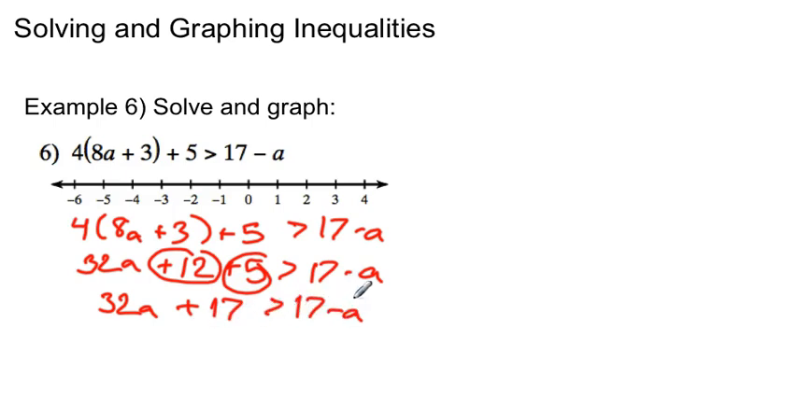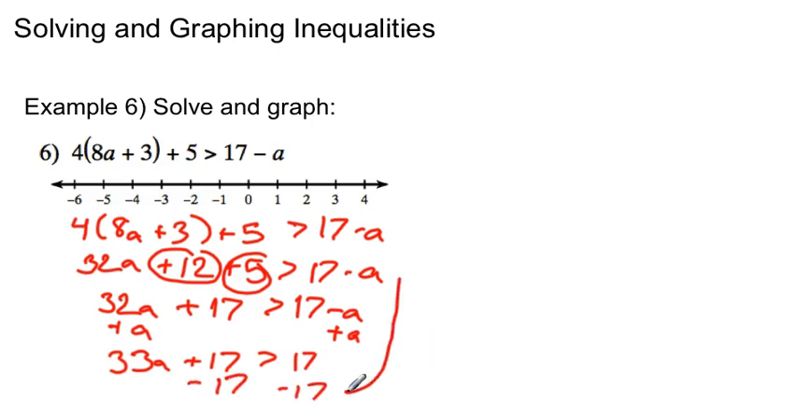Now I want to gather my variables. I'm going to get rid of this minus a by adding a to both sides. And so I find that 33a plus 17 must be greater than 17. Now to isolate my variable, I subtract 17 from both sides. I'm going to bring this up here so I have a little more room. And when I subtract 17 from both sides, I get 33a is greater than, whoa, look over here. 17 minus 17 is 0. On this side of the inequality, I just end up with 0. If everything eliminates, because remember these cancel over here on this side, we can put 0 in as a placeholder.